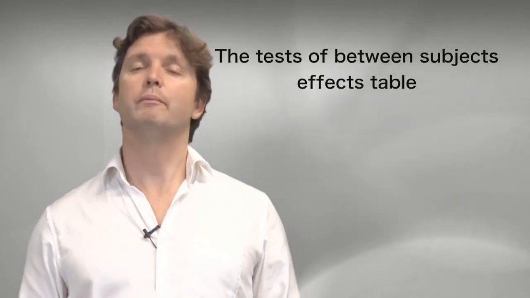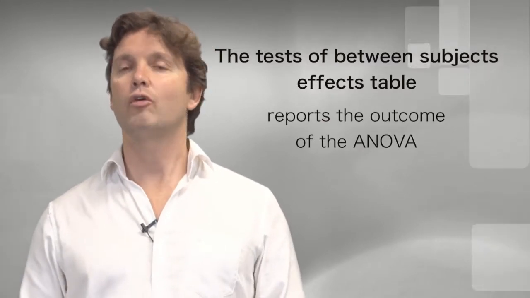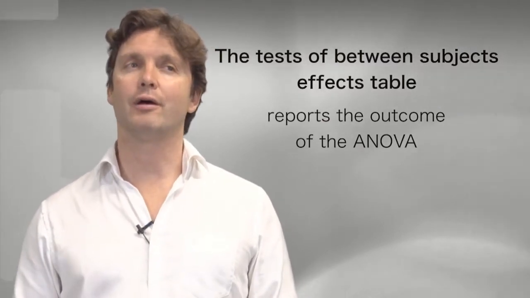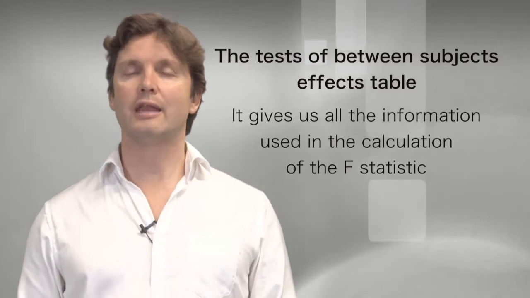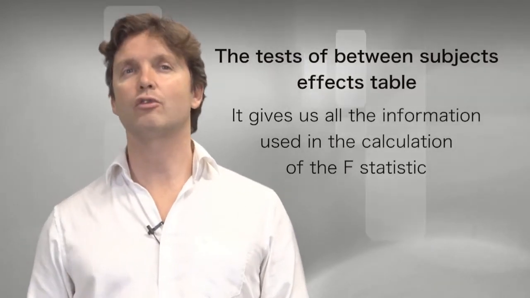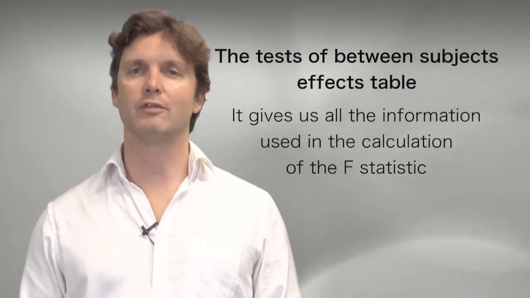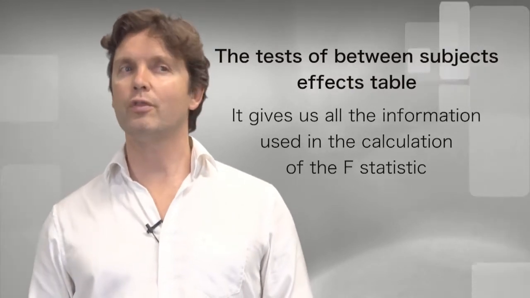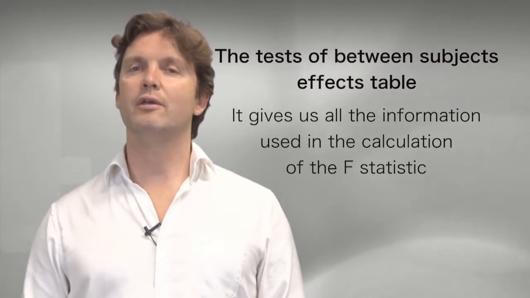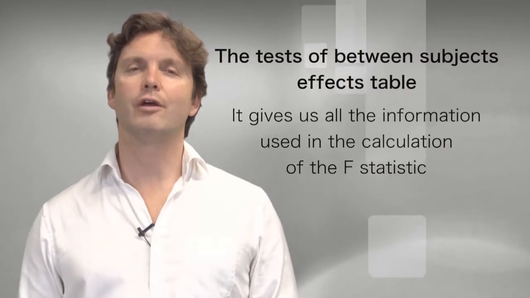Now this is the most important part of the output, as it tests whether the independent variables had an effect or not. So the test of the between subjects effects table reports the outcome of the ANOVA. This is also known as an ANOVA summary table, and it gives us all the information used in the calculation of the F statistic.